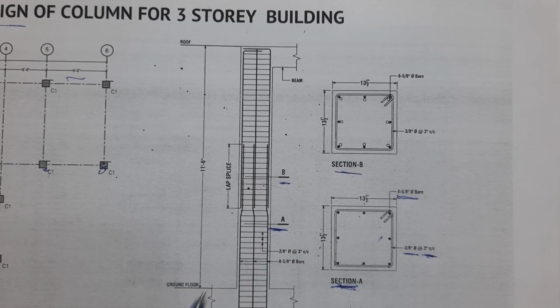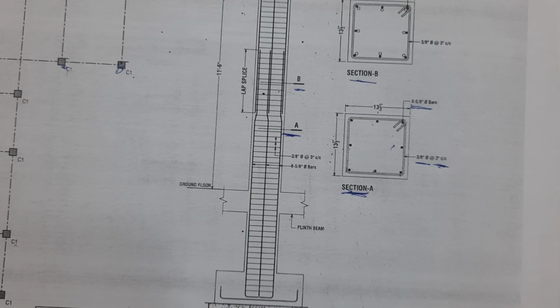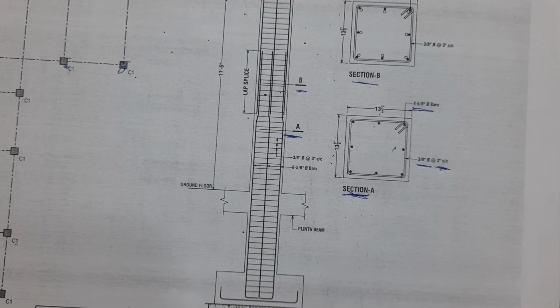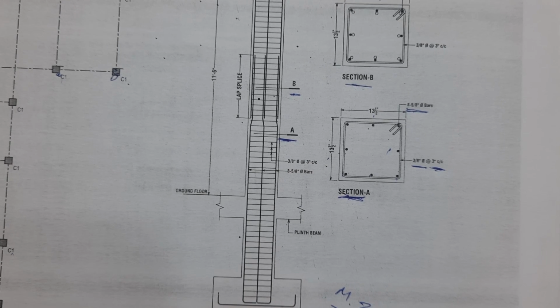Here you can see this section, and if you come here, first of all we did the PCC with the ratio of 1:4:8. So 1:4:8 means this is M7.5 grade of concrete.